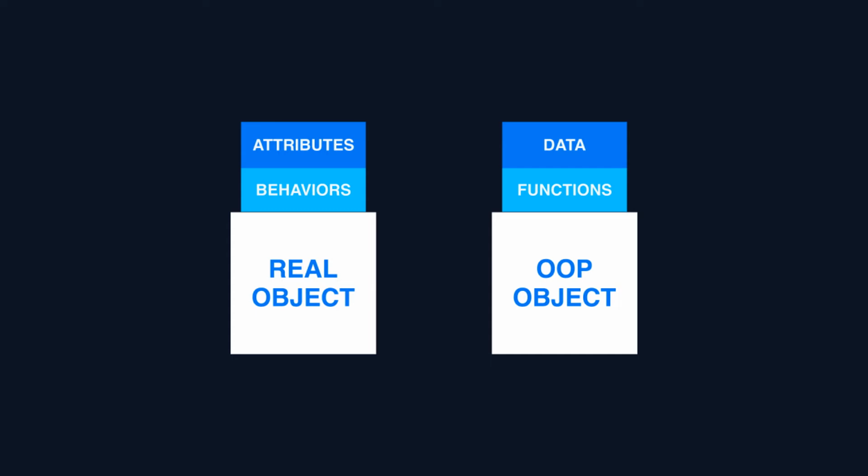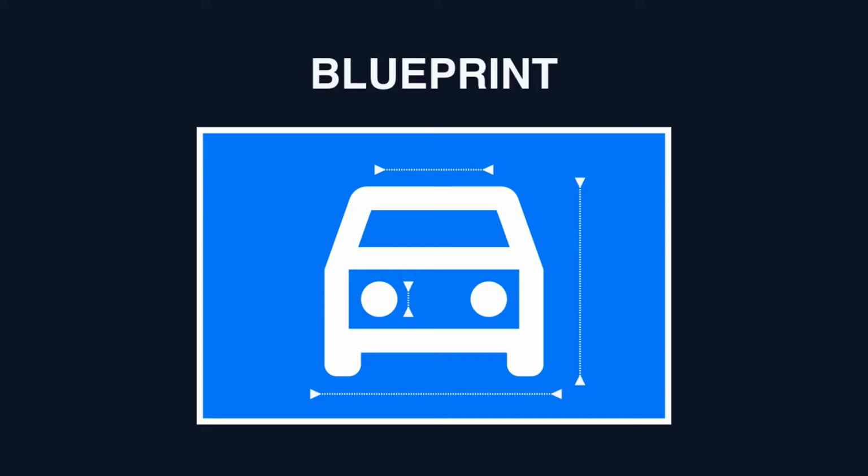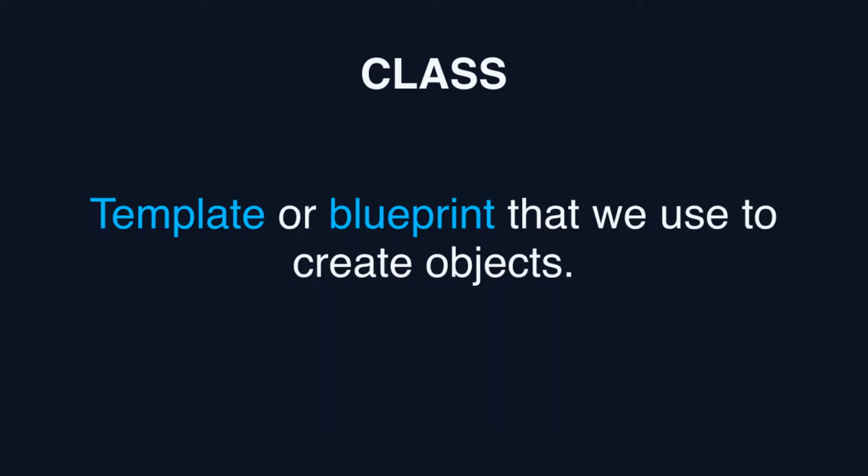But how do we create objects? How do we know what to create? Like in real life, we create objects using a set of specifications. To build a car, the factory has a set of designs and specifications to guide them through the process. Something like a template or a blueprint. This design and specifications document is what we call a class in object-oriented programming.